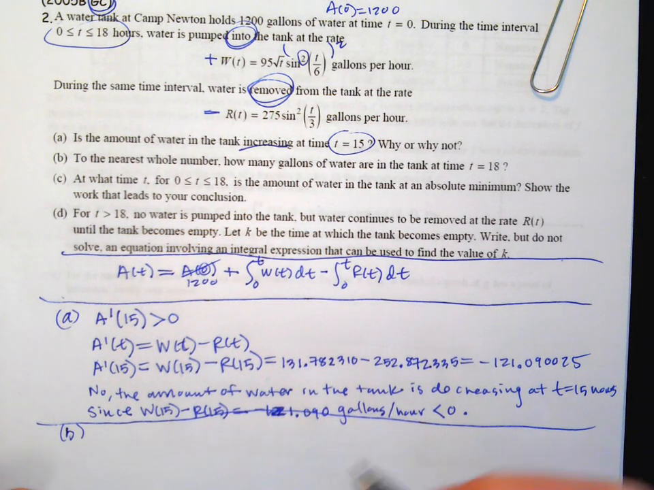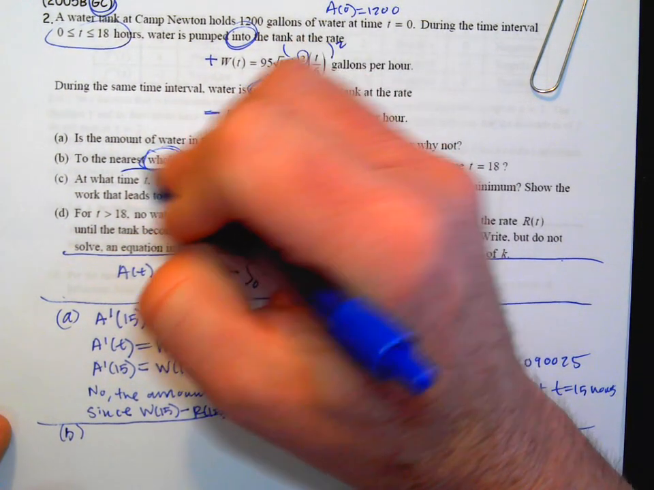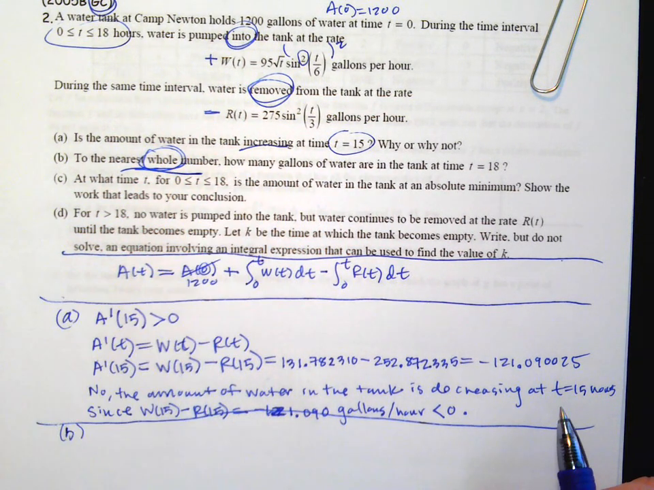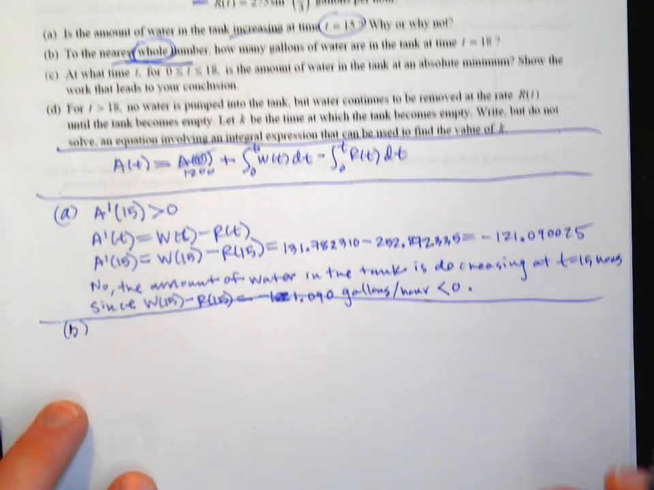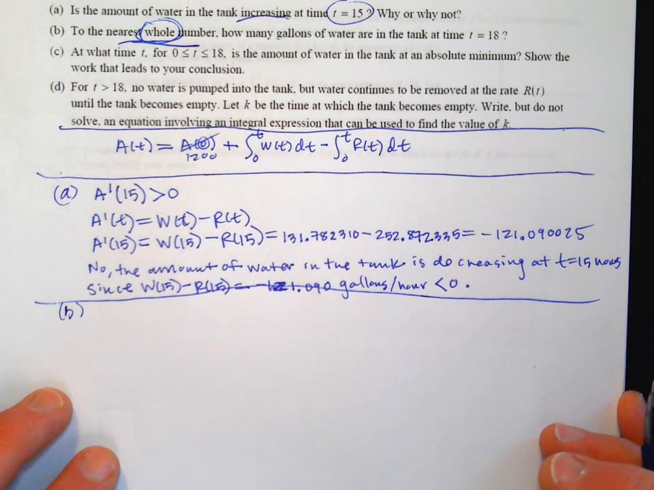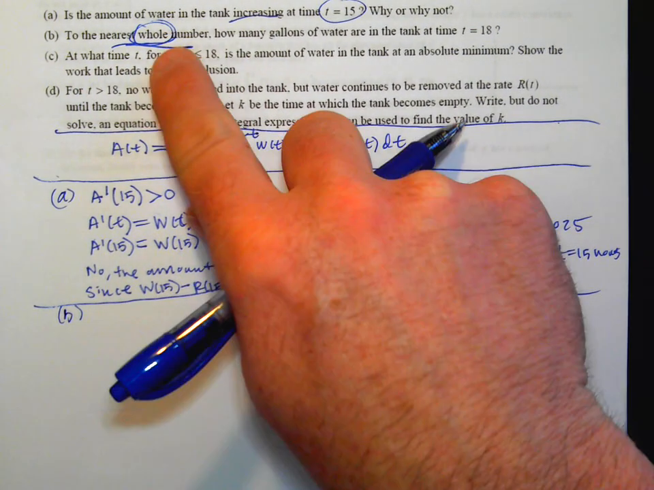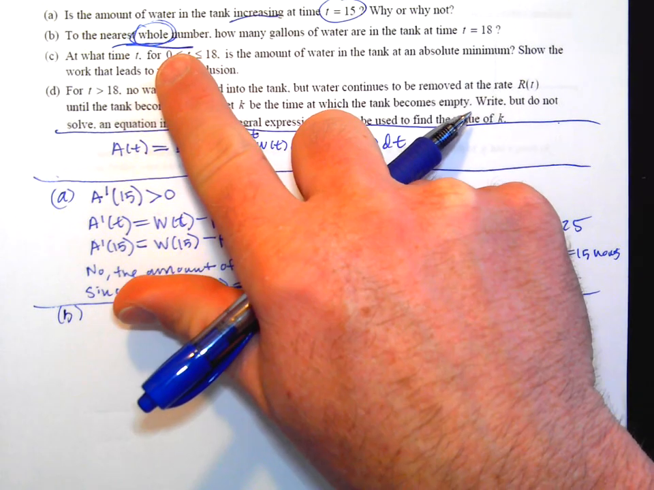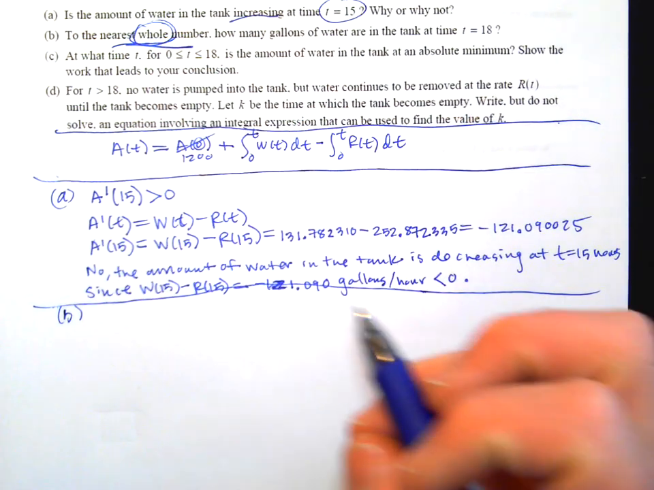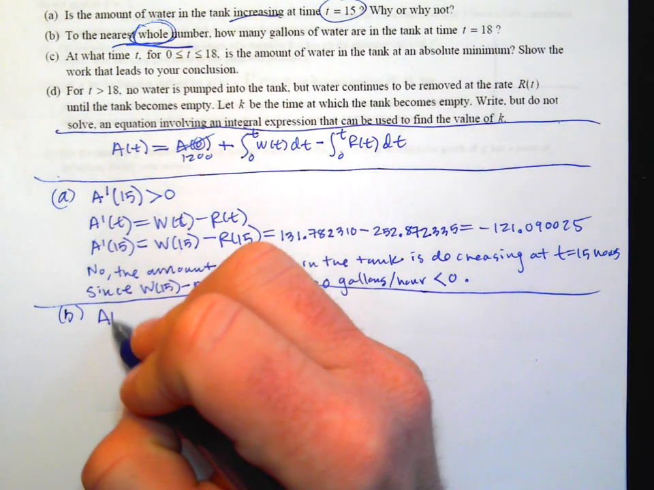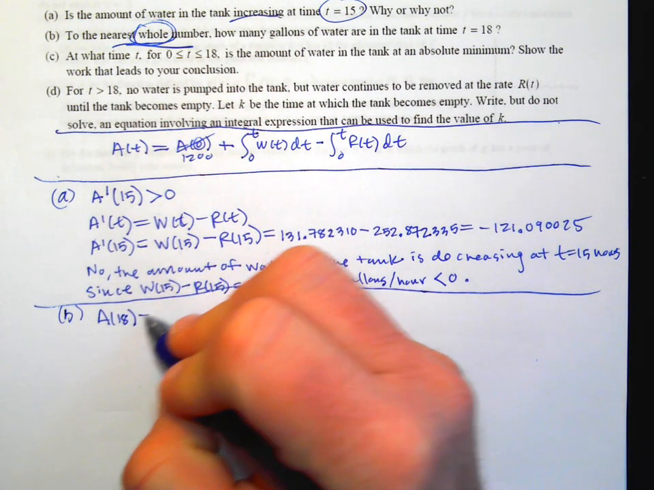B, to the nearest whole number. Now, this is something you've got to watch out for. To the nearest whole number, how many gallons of water are in the tank at time 18? So we're always doing 3 decimal accuracy, which is by default what you should do unless they tell you something else. And when they tell you something else, it's easy to just not even see it. And even if you see it, it's easy to forget it. So we need the amount of water at time 18. That's the whole rate model. So we get to use our rate model now.